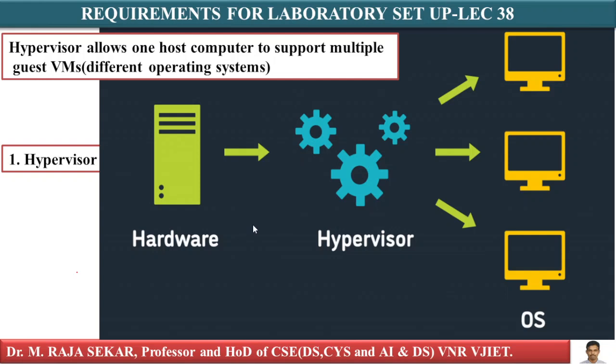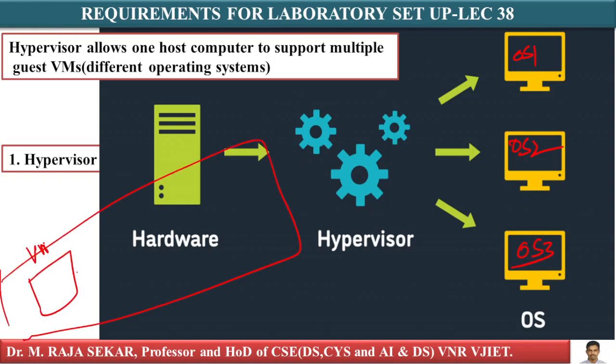Now, in each of these virtual machines, you can install separate operating systems. Here I can keep operating system 1, here I can keep operating system 2, here I can keep operating system 3. What does it mean? I have a computer, I have virtual machine 1, virtual machine 2 and virtual machine 3. In each virtual machine, here I can keep OS 1, OS 2, OS 3. Different operating systems I can keep.